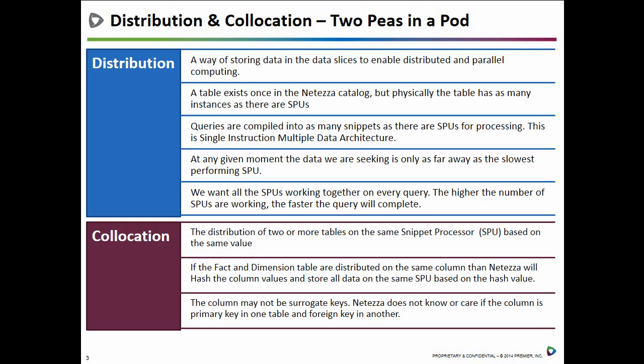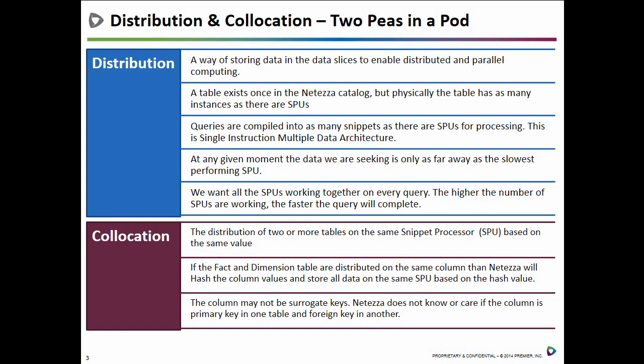But I do want to highlight the main topics of conversation around distribution and collocation, right? We know distribution is a way of storing data in data disks or data slices in Netezza, but the main purpose of distribution is to enable parallel and massively parallel computing, right? And that happens only if we have collocation of data. Distributing one table is not enough, right? It is the distribution of 2 or more tables on the same column, not even the same column, but the same hash value, that will ultimately allow us to gain performance or drive performance in Netezza.